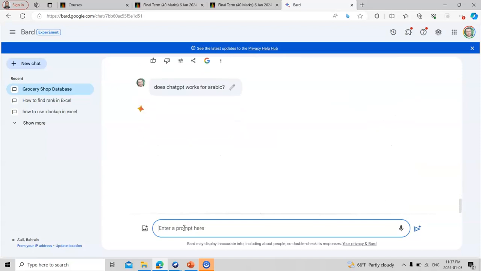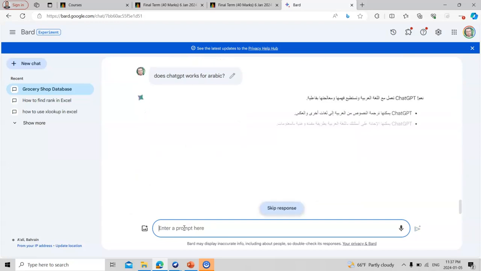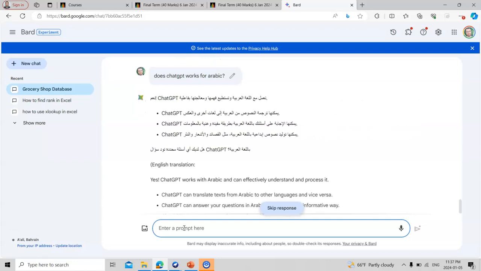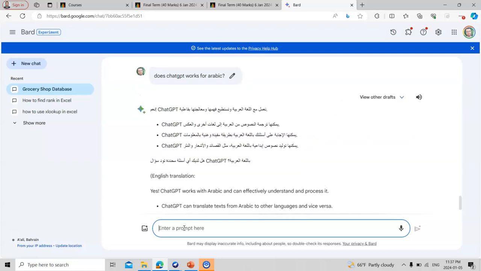For example, can it process the Arabic language as well? Yes, ChatGPT works with Arabic and can effectively understand and process it. Before, it was believed in ChatGPT 3 that it could not process different languages, but now in ChatGPT 4, it can process different languages, Chinese and Japanese as well. So there will be common questions related to that.